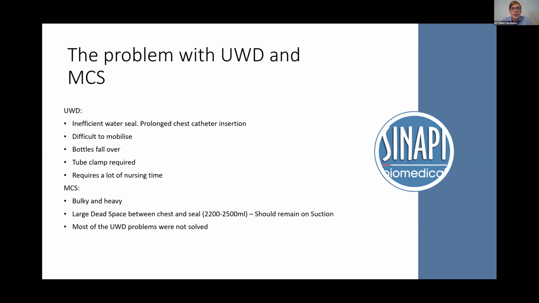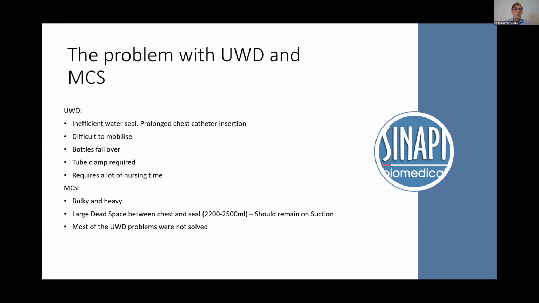And I'll explain a little bit later. With the underwater drain, it's difficult to mobilize. They have to keep it upright always and lower than the patient's chest, and it's difficult to get the patient to move around and get out of bed to walk. The bottles fall over from time to time, which obviously breaks the seal, and the air from the atmosphere returns to the chest and the lung might recollapse or infection risk might happen. So there's a few problems.